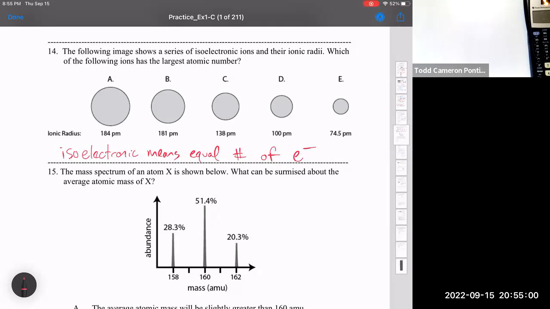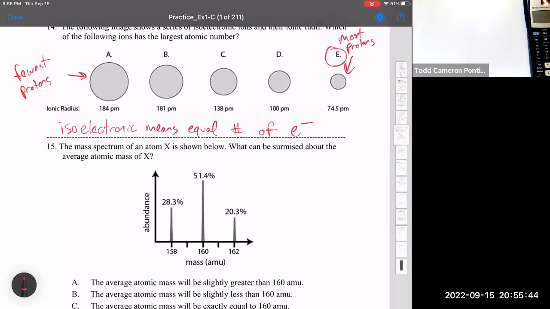What can pull those electrons in closer and closer to the nucleus? Yes. The nuclear charge. The more protons we have, the closer they're going to be pulled in to the nucleus. So the smallest has the most protons. The largest has the fewest protons. And the more protons you have, the greater the atomic number is. So it's choice E.